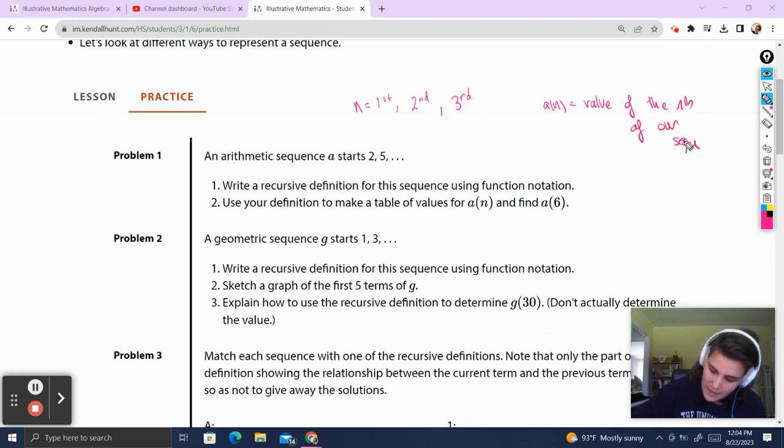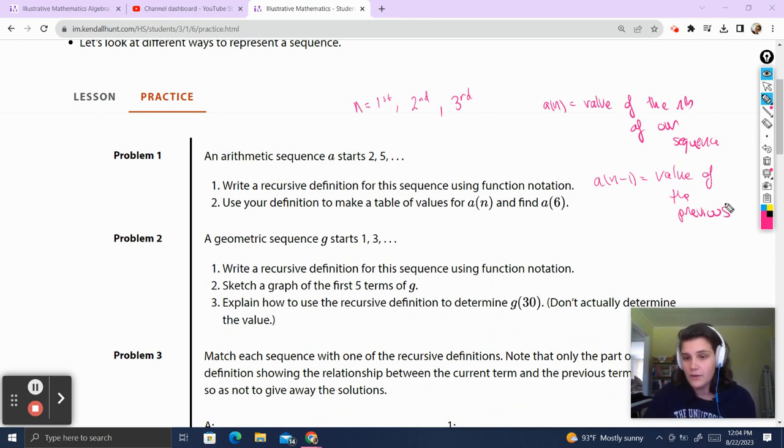So if I say A of 5, that means what's the value of the fifth term of our sequence? And then here, A of n minus 1, which we're going to see a whole lot, is equal to the value of the previous term. So if I have two terms in my sequence and I want the third term, and it had A of n minus 1 in it, it would be referencing take the second term and do something to it. But it's a lot easier in practice than it is in theory. I just like to spell these things out because the notation is harder than the math in this case. And so being good with the notation is going to help us be better with the mathematics.